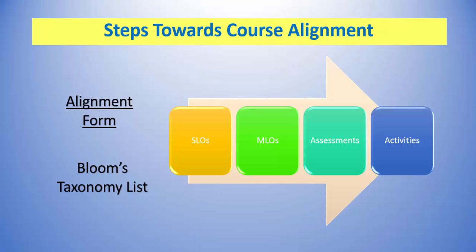To help you work through your course alignment, you will be using the alignment form and Bloom's taxonomy verb list in conjunction with your key course components, SLOs, MLOs, assessments, and activities. It can be a bit tedious when conducting a course alignment analysis. However, it is a necessary process in order to ensure our students are getting the best online education possible. The basic concept is asking whether all of the key course components are in alignment with each other.